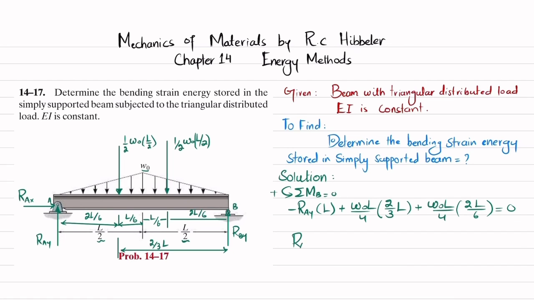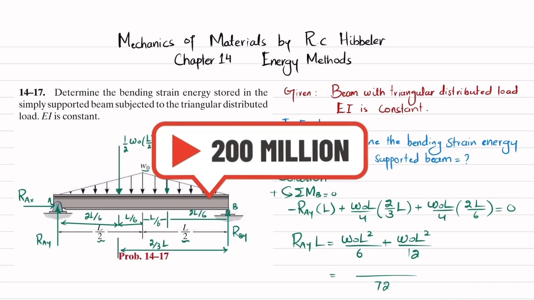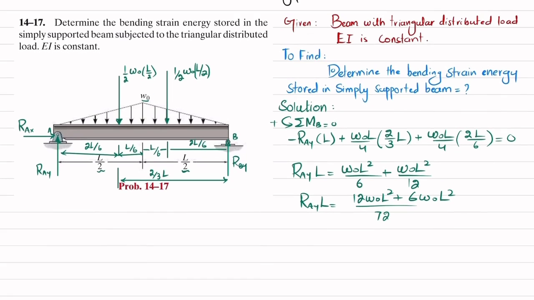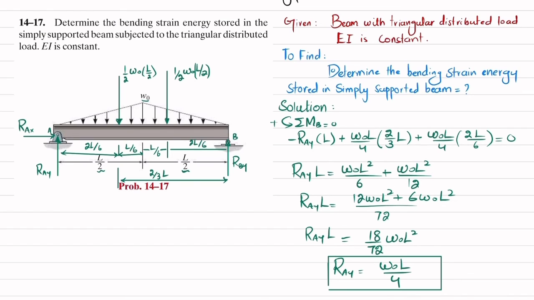So from here you will get RAY times L will be equal to W naught L square over 6 plus W naught L square over 12. If you take the LCM, that will be 72. 72 divided by 12 is 6, 72 divided by 6 is 12, and 12 multiplied by W naught L square will be this one, plus 6 W naught L square. That will be equal to RAY times L. Okay, so from here we will get 18 by 72 W naught L square, and that will be equal to RAY times L. So RAY will be equal to W naught L over 4. Okay, so this is the vertical reaction force at A.